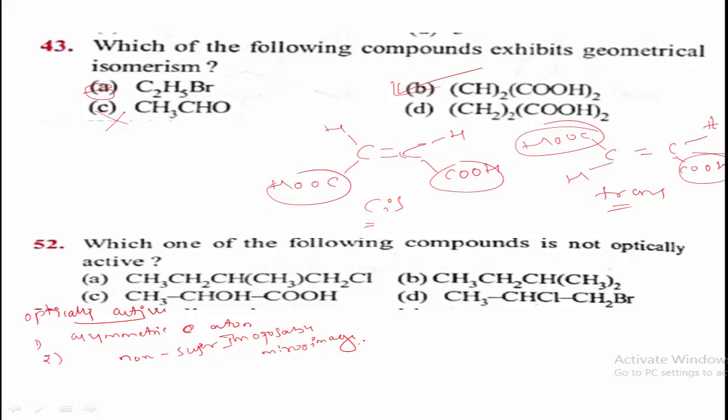Students, when you write the open chain structure of all these compounds, right? When you write all the structures and come to the structure of B, I write this one as CH3 CH2 and one of the CH contains 2 CH3, means here CH3 group and here also CH3. Yes, it does not contain any asymmetric carbon atom.